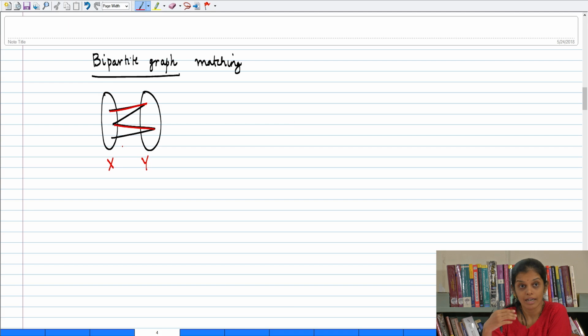So have you seen an algorithm to compute a maximum matching? In the lecture that you have seen, have you seen an algorithm? How do you actually compute a maximum matching? You have seen a characterization, that is, if the matching is maximum, there is no augmenting path. If the matching has an augmenting path, you will be able to increase the size of the matching.